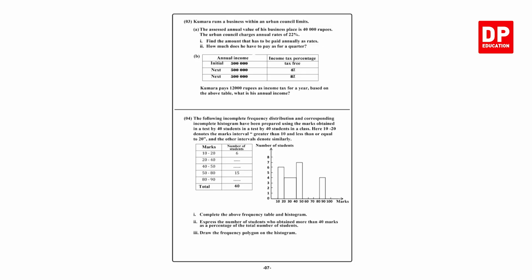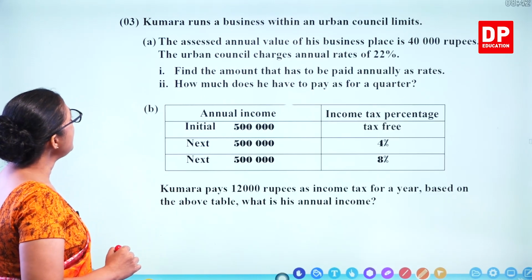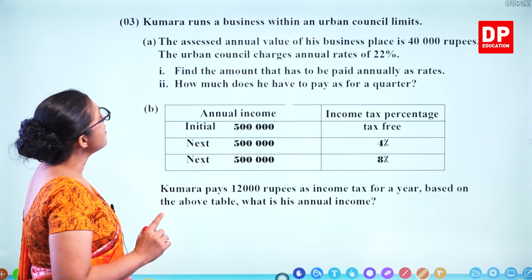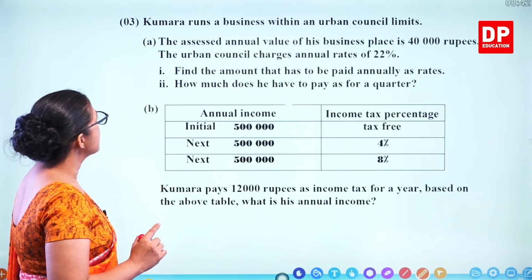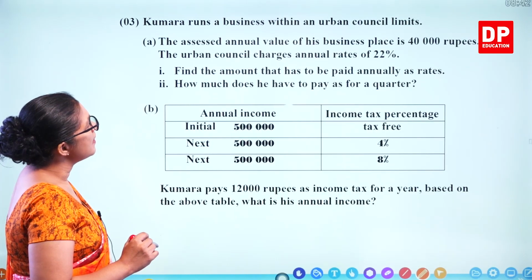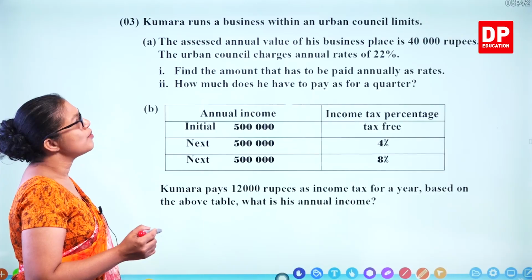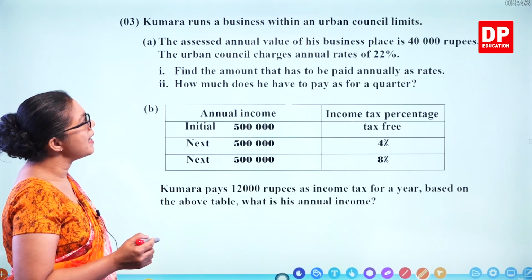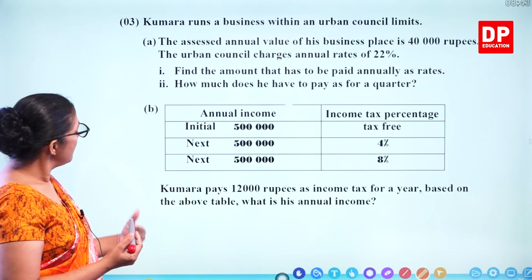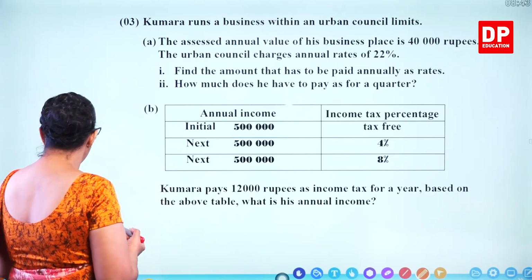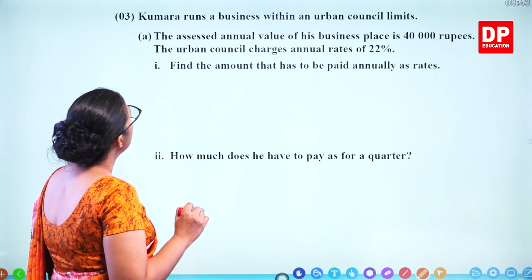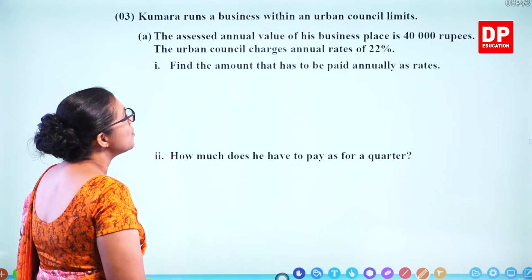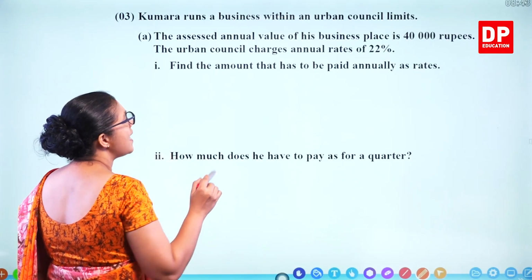Now you can try question number 3 and 4. Let's take question number 3. So you get 2 parts. Kumara runs a business within urban council limits. The assessed annual value of his business place is 40,000 rupees. The urban council charges annual rates of 22%. Find the amount that has to be paid annually as rates and how much he has to pay for a quarter. And then you get part B. So we'll do part A first. The assessed annual value of his business place is 40,000 rupees. The urban council charges annual rates of 22%. So find the amount that has to be paid annually as rates.